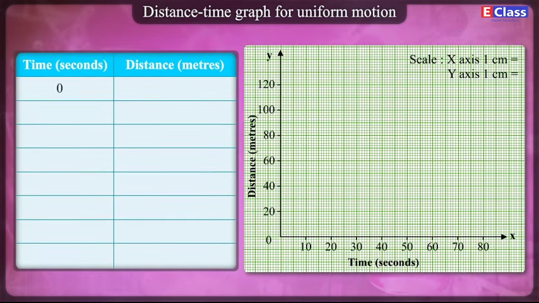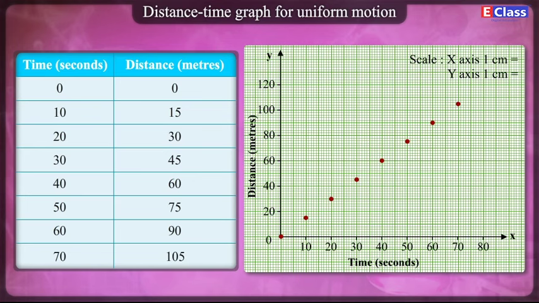Time in seconds 0, distance in meters 0. Time 10, distance 15. Time 20, distance 30. Time 30, distance 45. Time 40, distance 60. Time 50, distance 75. Time 60, distance 90. Time 70, distance 105.